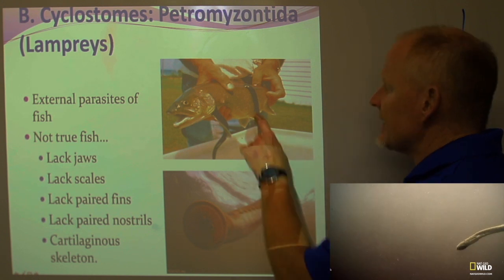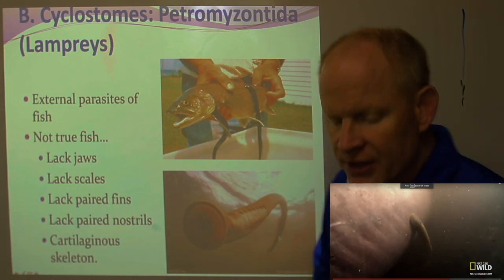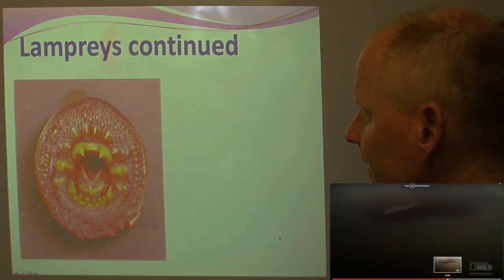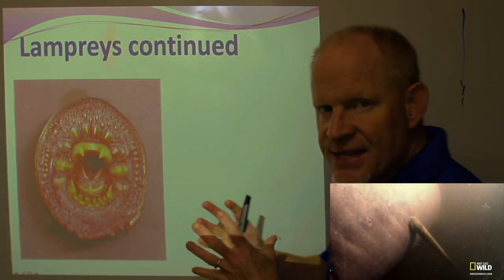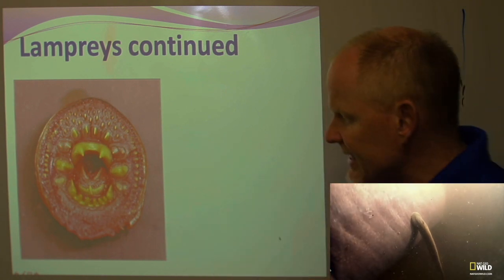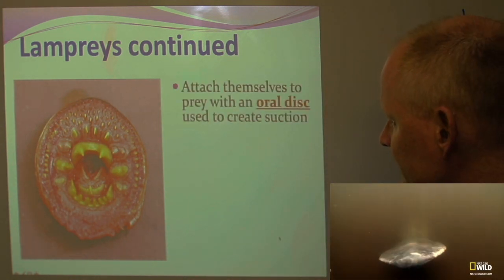And so what they do is they attach, as you can see here, to the surface of fish. And they do that using the mouth. The mouth is very specialized for this. You can see this is a close-up of the mouth. Look at all the teeth. This is actually called the oral disc. Here are the characteristics of the mouth.